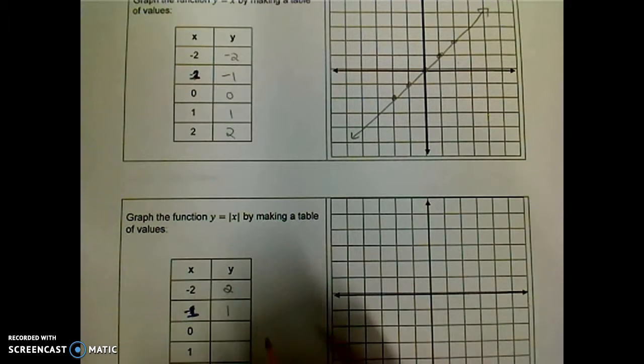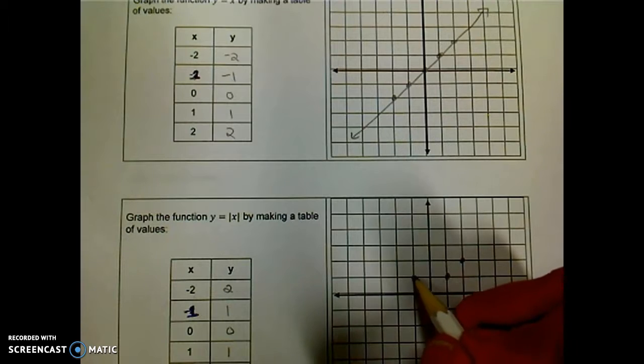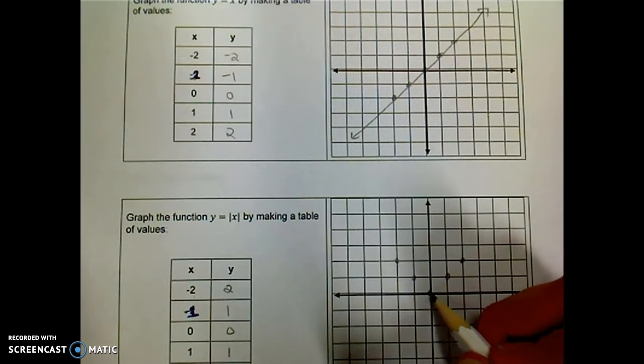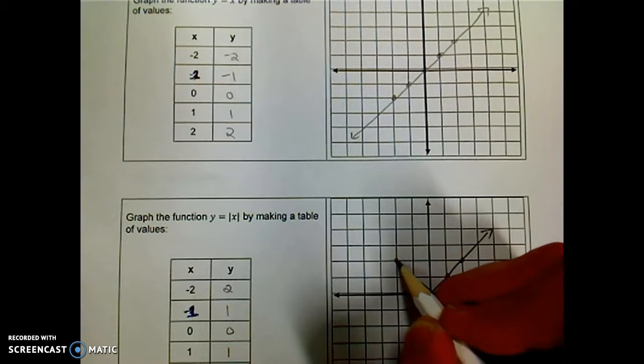-1 is 1 unit away from 0. 0, 0, 1, 1, and 2, 2. So most of the students, with a little bit of assistance, were able to create this graph.